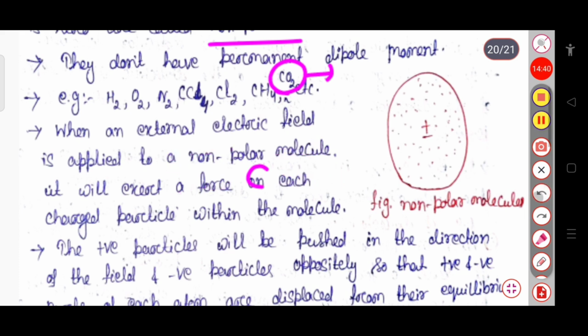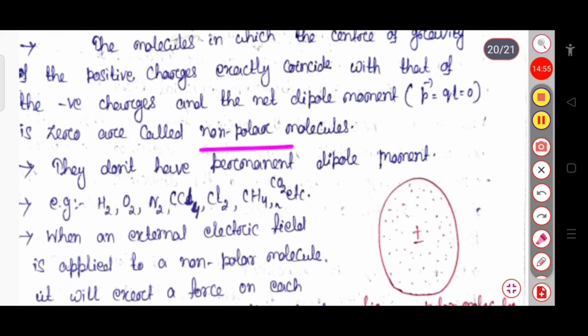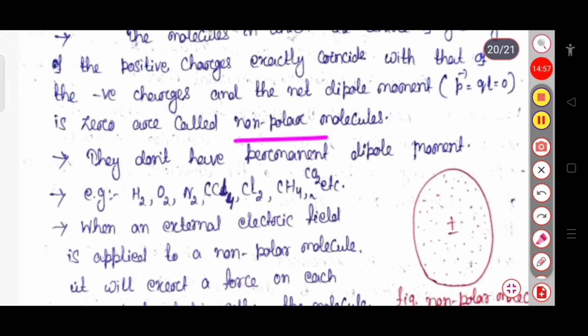So basically, what we know is that in the case of non-polar molecules, the center of gravity lies at a single point and it has no permanent dipole moment. And in the case of a non-polar molecule, the net dipole moment is 0. Okay. Now let us see the next point.